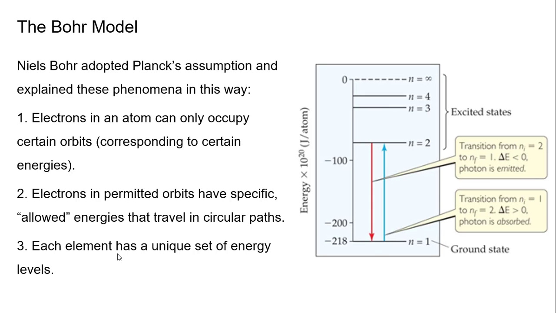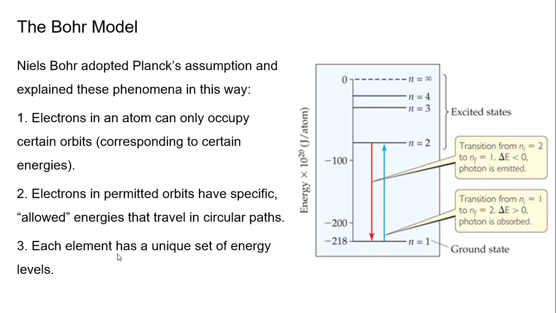So Bohr was really interested in the line spectrum of hydrogen. However, when he looked at it, remember there's light as wave and light as particles. There are certain behaviors that just could not be explained. So he adopted Planck's assumption and went further with what he was seeing.